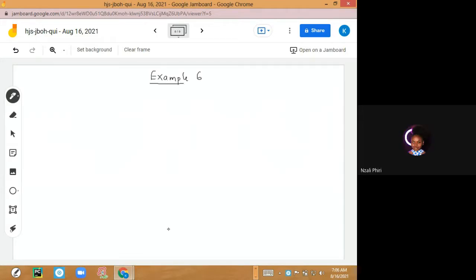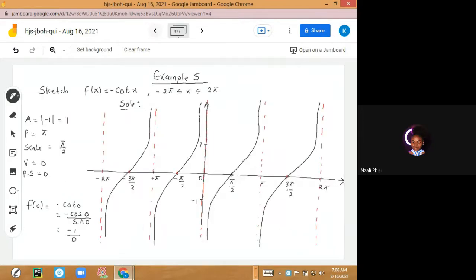Excuse me, sir. I have a question. How did you find the asymptote at 0, f of 0? So f of 0 is negative cot 0. Cot 0 is undefined because cot, remember, is cos over sine. Sine 0 is 0. So we get -1 over 0. That number is unknown.